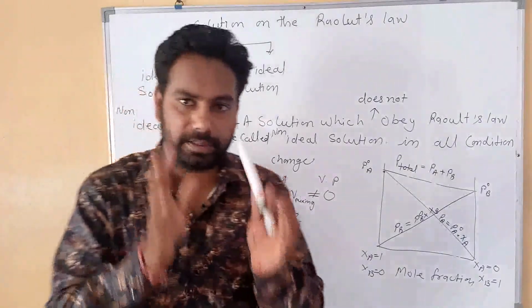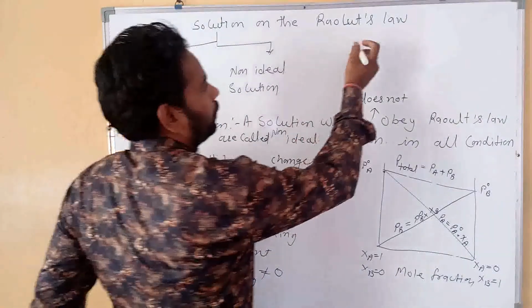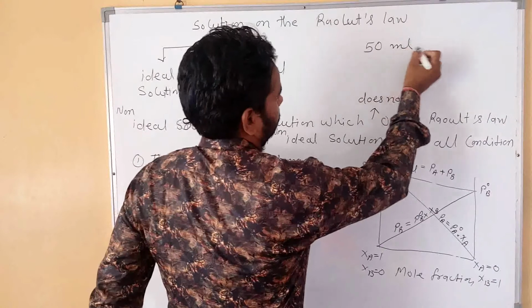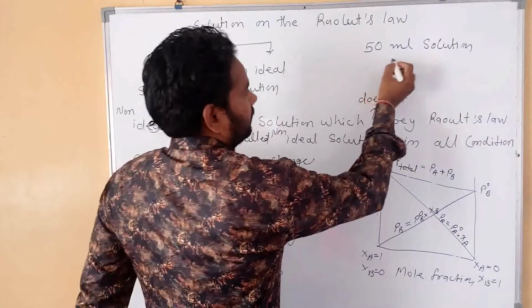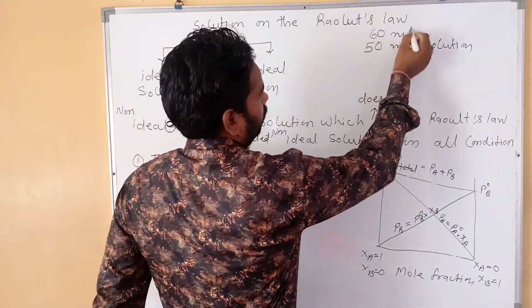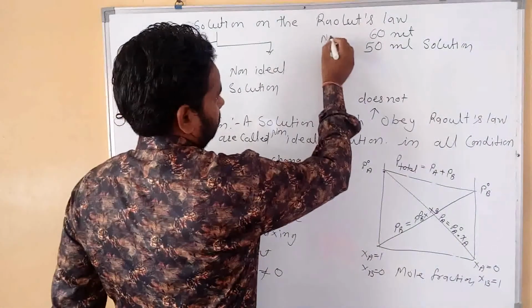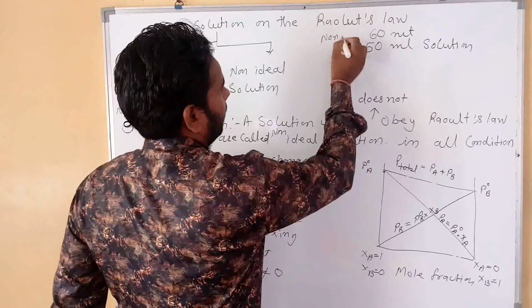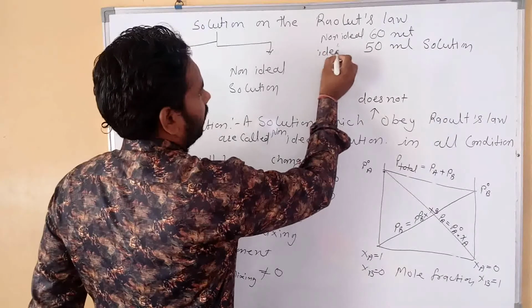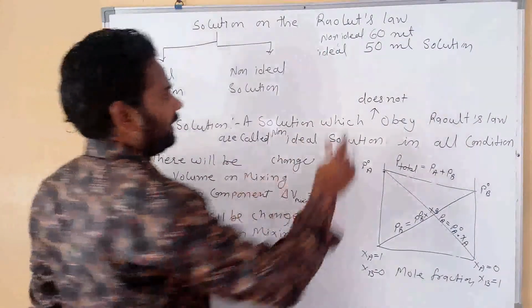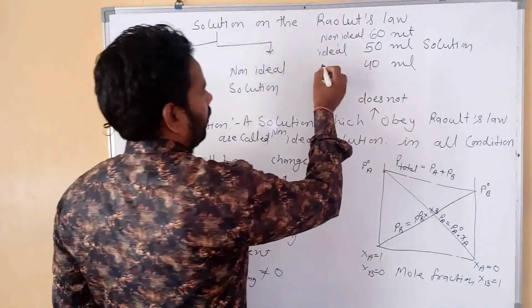An ideal solution is fixed. Suppose I say to you, prepare 50 ml solution, but by mistake you prepare 60 ml solution. Is it ideal or non-ideal? It's non-ideal. If you prepared 50 ml, it means you are an ideal person. Then if some student prepared 40 ml solution, that is also a non-ideal solution.